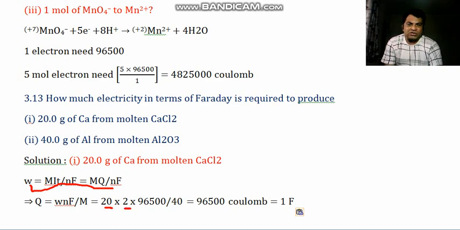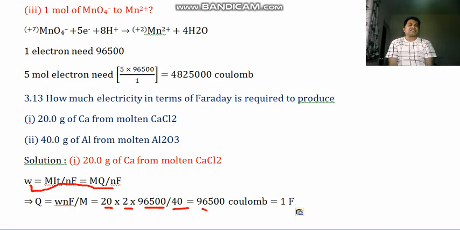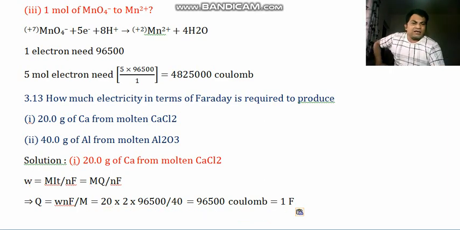ઇલેક્ટ્રોન કેટલા છે? Ca+2 છે એટલે 2 ઇલેક્ટ્રોન. ફેરેડે 96500 અને Ca નો મોલેક્યુલર માસ 40 છે. The answer will be, this is very simple. So 96500 કુલમ આવે અને if you want to convert it into the Faraday, then 1 Faraday is the answer. બંને આન્સર તમે લખેલા ચાલશે કે 96500 લખશો તો પણ ચાલશે, that is in measure coulomb, and Faraday લખશો તો પણ ચાલશે. So this first question is resolved here.